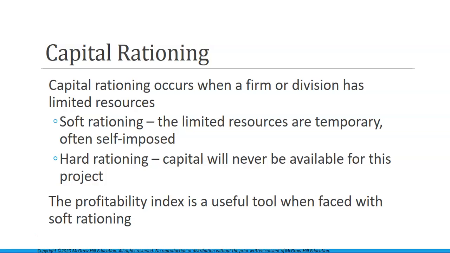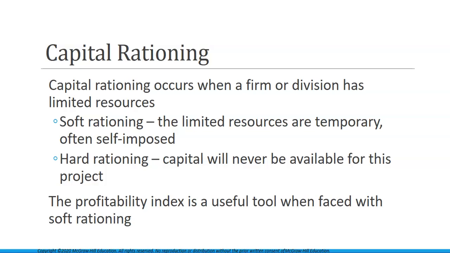And hard rationing means that the capital will never be available for this project. So this generally happens when there is a major liquidity issue for a company. The company can't take on new capital. There's some reason why the company could not get equity for whatever the project is.